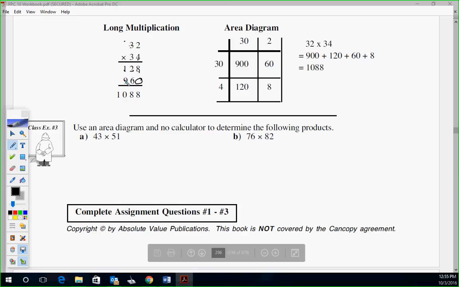Okay, so for this one here, use a diagram and no calculator to determine the following products. So we'll go and do the area diagram. You can do long if you want, but I'll do the area diagram because that should be the new one.